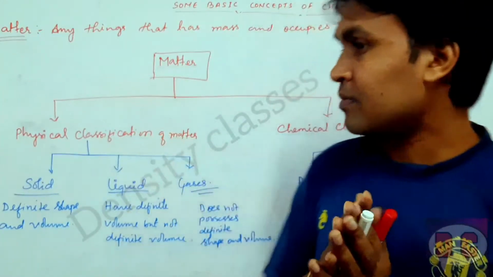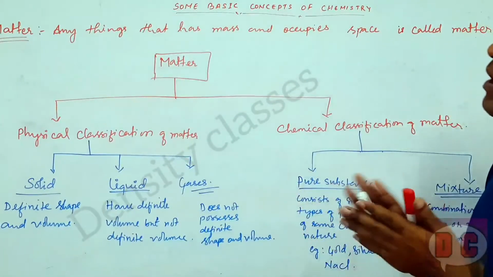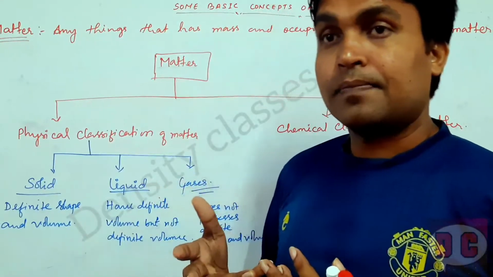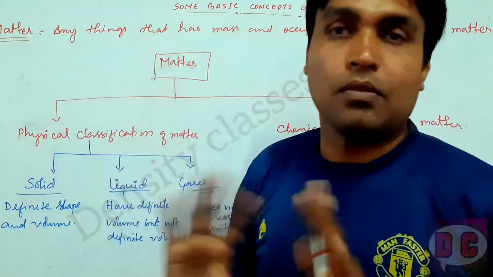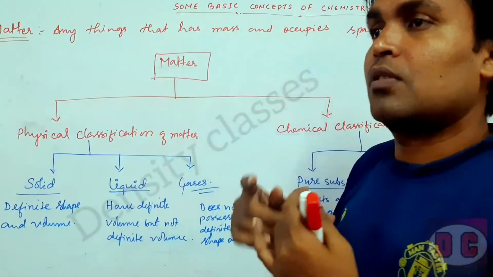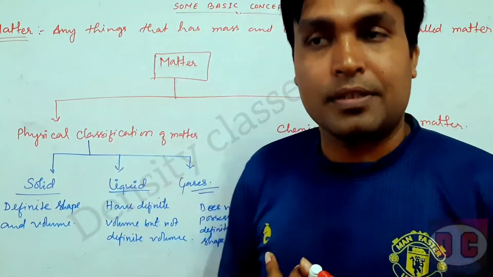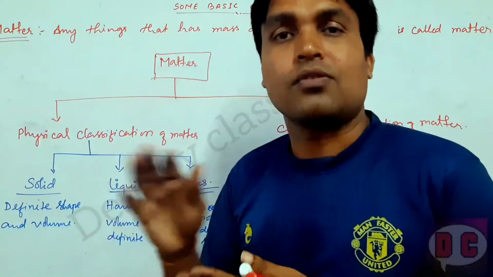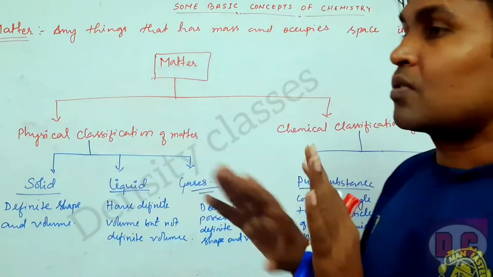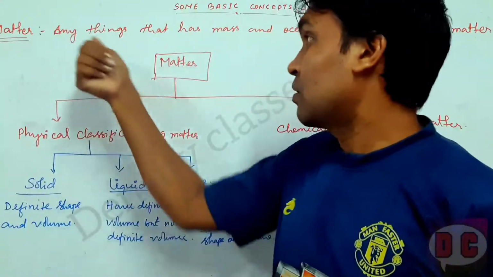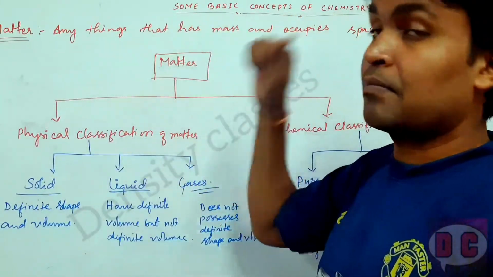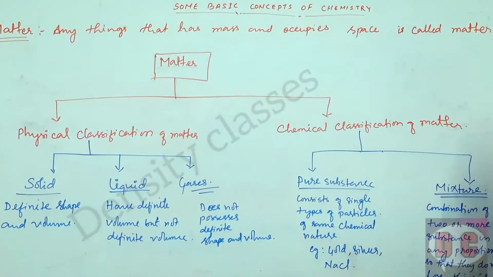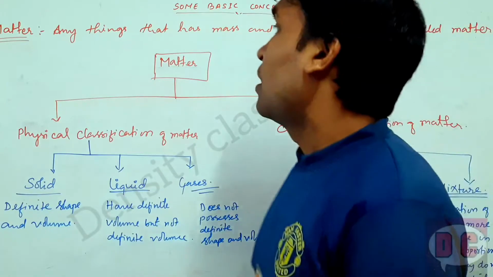Okay, clear? But anything does not mean our feelings or our thinking is matter. No, our feeling does not have mass, does not occupy space. Our thinking does not have mass, does not occupy space, so it is not matter. Remember, anything that has mass and occupies space is only called matter. Okay, fine. So this was class 9 matter.